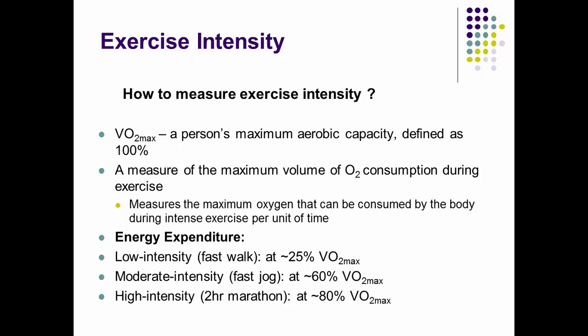Okay, let's move on. So the exercise intensity, right? You know the definition and how to measure the exercise intensity. Basically, we measure the maximum volume of oxygen consumed by the body during the exercise to indicate the oxidative capacity, and also the different levels, right? The low is 25%, moderate intensity you see 60%, and high intensity you see 80% of the maximum oxygen consumption or capacity.